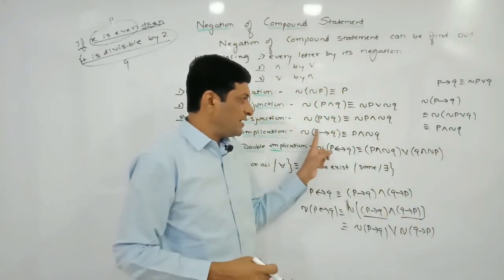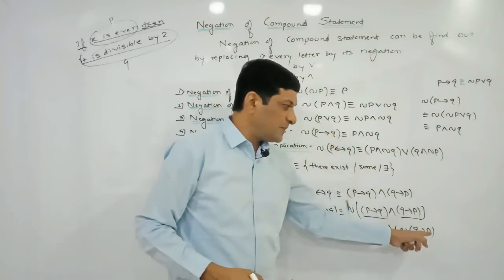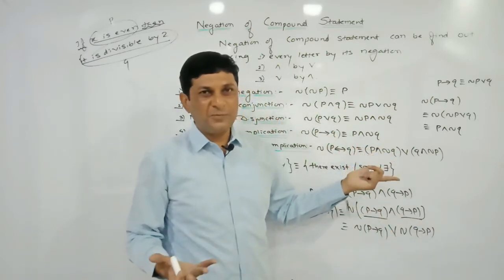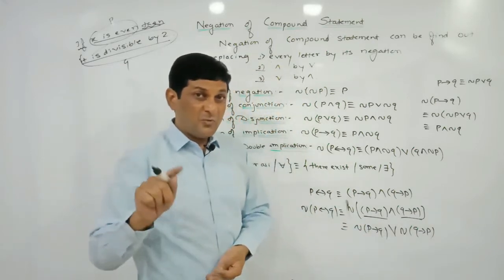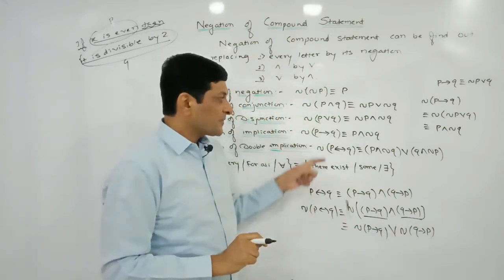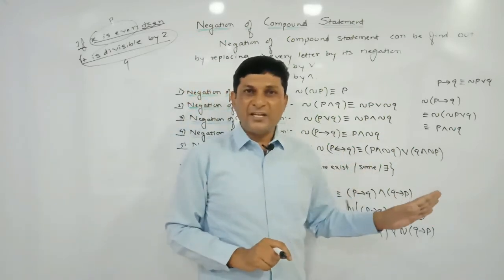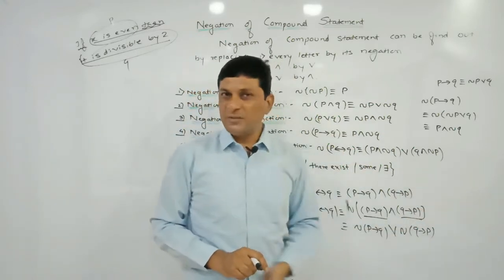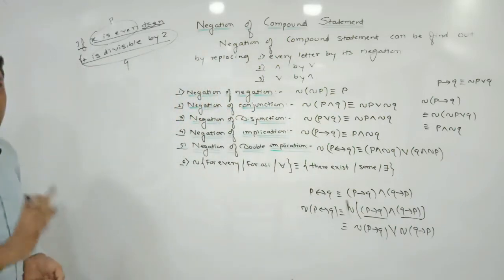Here P and Q are interchanged, P is replaced by Q and Q is replaced by P. Now you have to remember this result, that negation of P if and only if Q is P and negation Q, or Q and negation P. So this result we have to use while finding the negation of a compound statement.